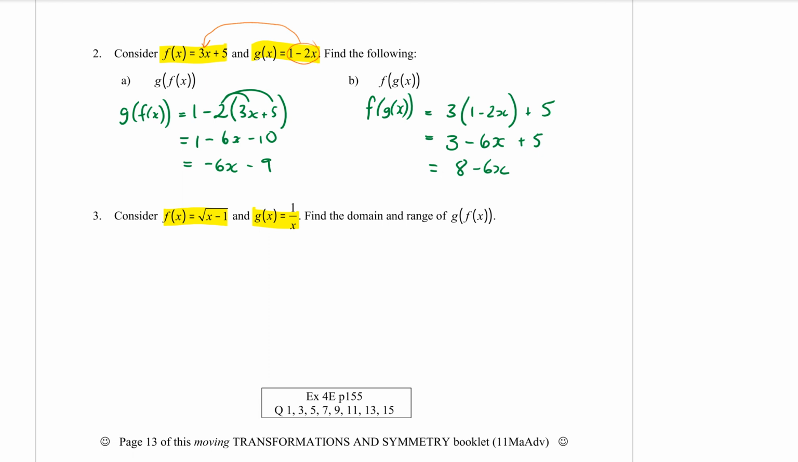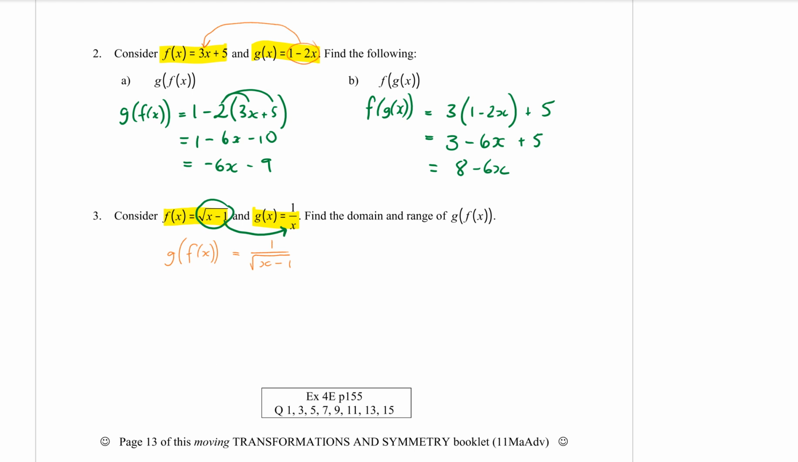Like we've just been doing, we want to sub the f of x function into the g of x function. So f of x is equal to this. I want to put that in there where the x is to start with. So g of f of x is going to be equal to 1 over, and instead of the x, we put our function in there, square root of x minus 1. Now we have the equation of this new composite function, and we want to find the domain and range of it. Now, some of them will be familiar types of graphs, some of them not so much.